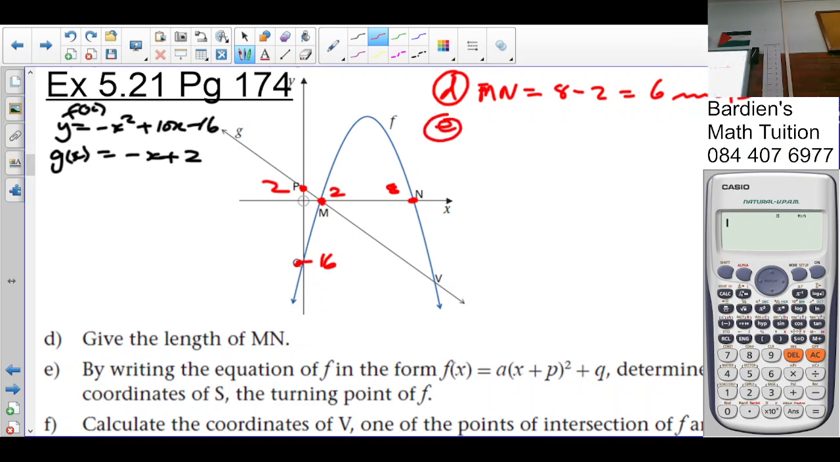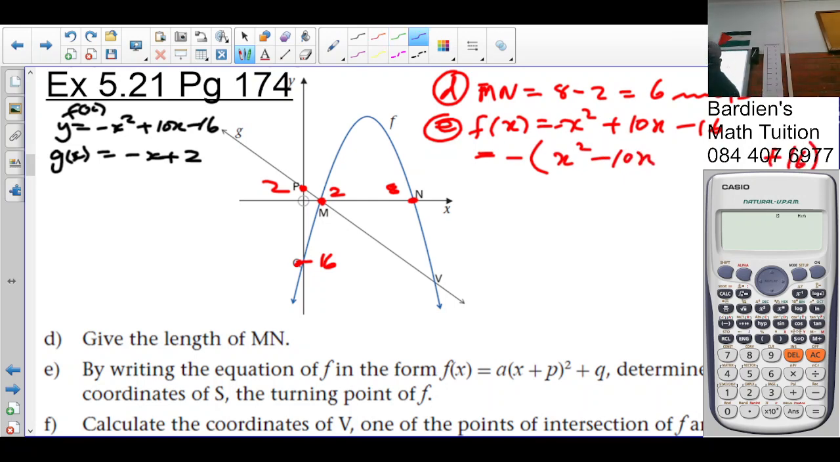Then E, we ask, write the equation of f in the form of f of x equal to a into x plus b whole squared plus q. Determine the coordinates of the turning point of f. As we said, this is in the turning point form, the completing of the square form. So f of x is defined by negative x squared plus 10x minus 16. So as you can see, negative is a common factor. We take it out, we always want the 1 in front of x squared. So it's minus x squared minus 10x plus 16.